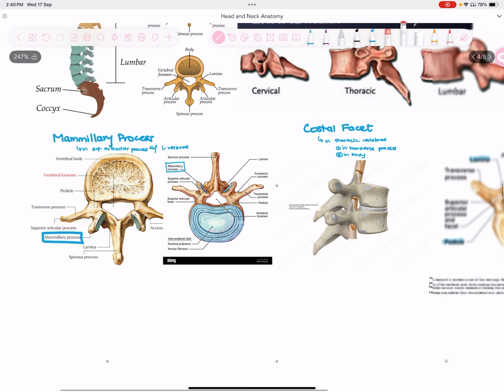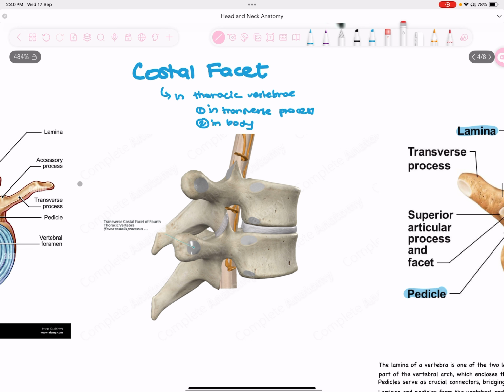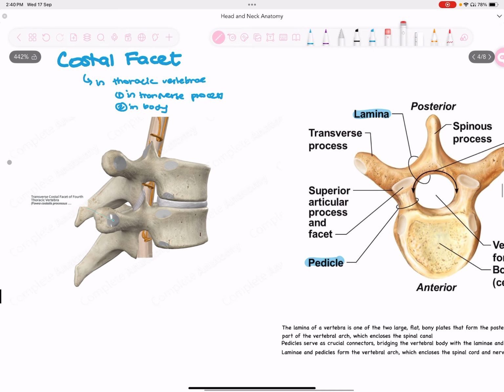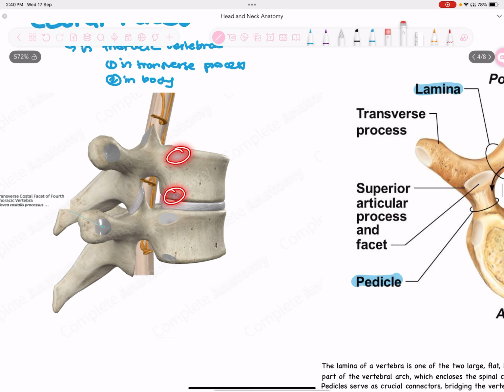So what can you find in the thoracic vertebrae? Now this is a third distinguishing feature. In its transverse process, and in its body, you will find costal facets. Costal facets are basically the regions where the costal cartilages or the ribs are going to articulate. So in the body, it has two costal facets. This is the superior costal facet, inferior costal facet, superior costal facet, inferior costal facet.